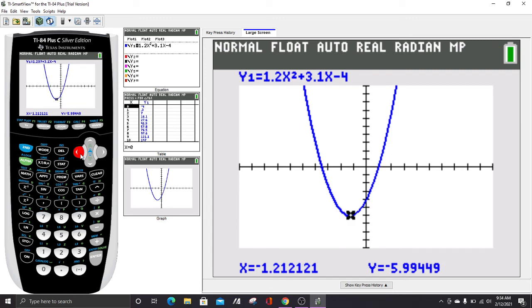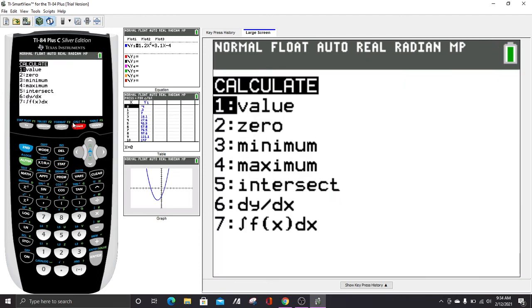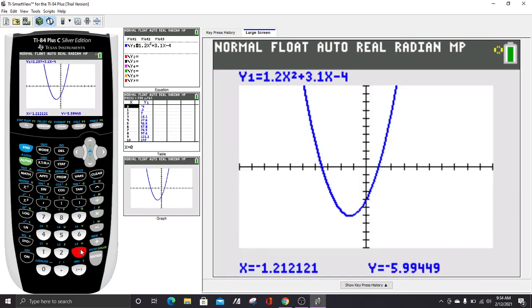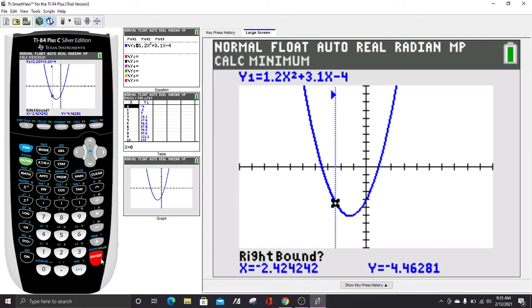Okay? The next step is to hit second, trace, which brings up the calc menu. And in this case, I have a minimum. My vertex is a minimum, so I'm going to choose 3. That brings me back to my graph, and I'm sitting on the vertex. Well, I need to go to the left because the bottom says, what's my left bound? So I'm going to go to the left of it until I feel comfortable that I'm truly to the left of it. And then I hit enter. That gives me my left boundary.